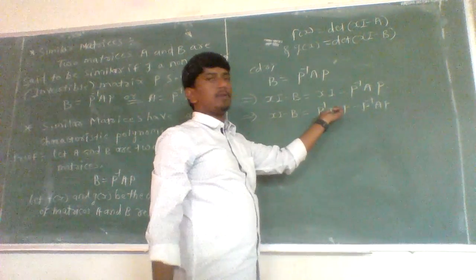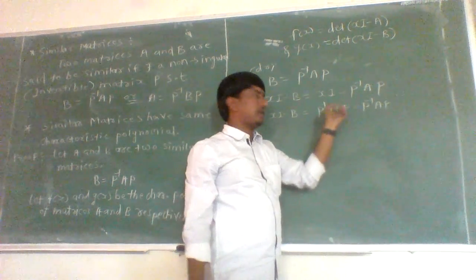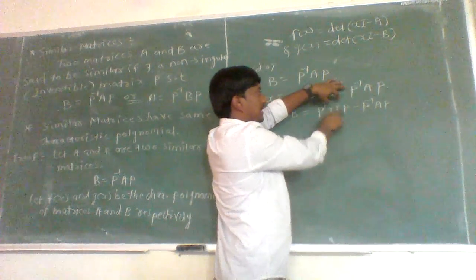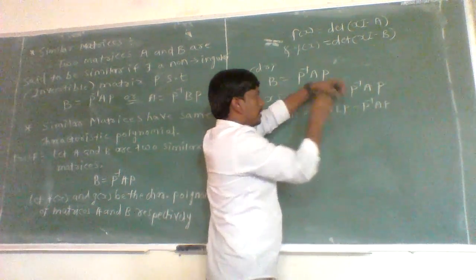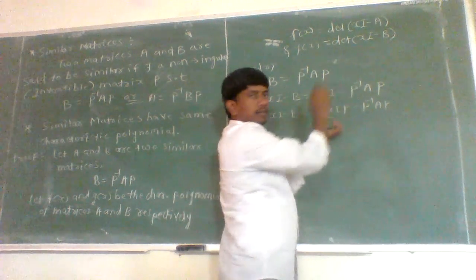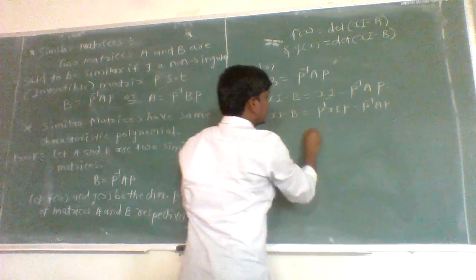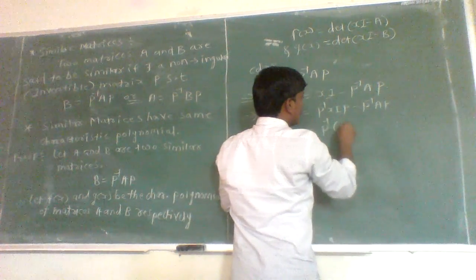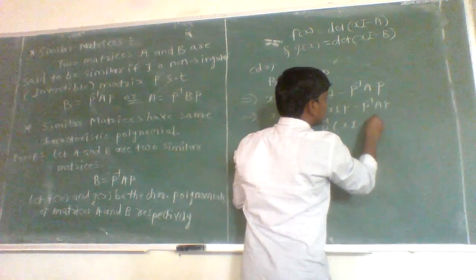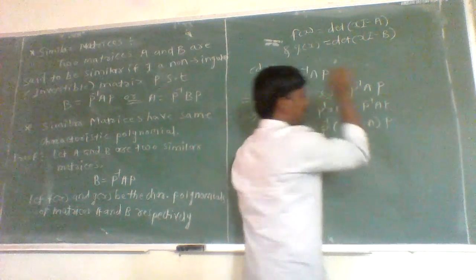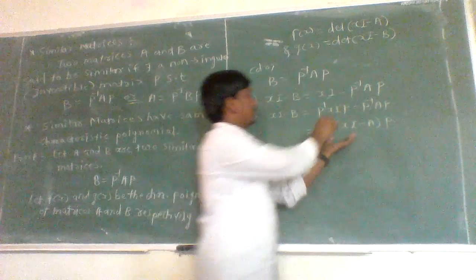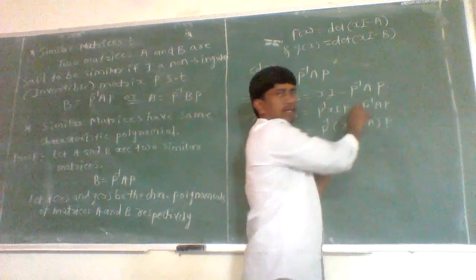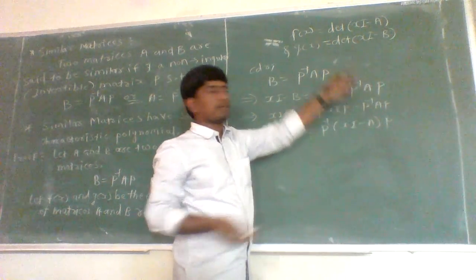As the identity matrix commutes with any matrix and any scalar, xI into P is P into xI, and P into P inverse is the identity. So actually this is P inverse times xI minus A, times P, which is P inverse xI P minus P inverse AP.